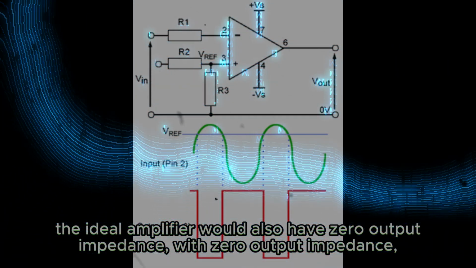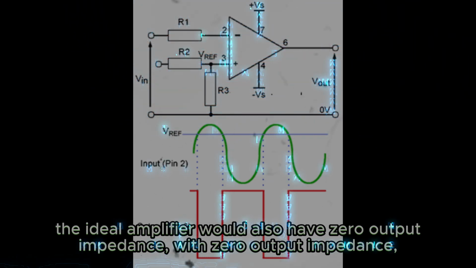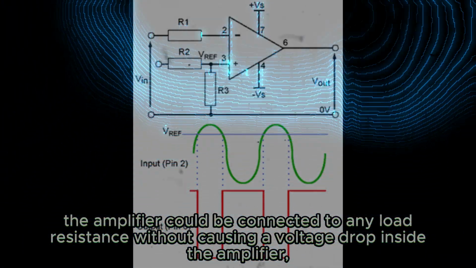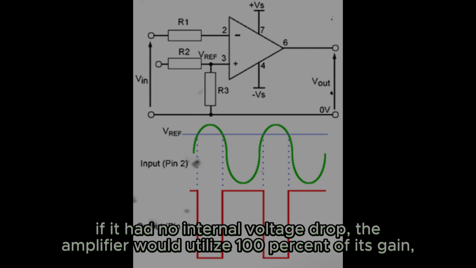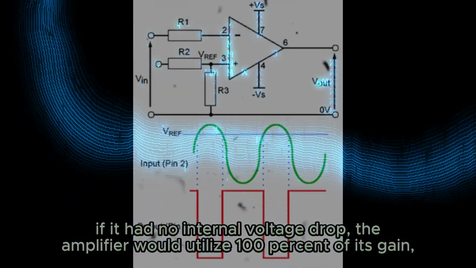The ideal amplifier would also have zero output impedance. With zero output impedance, the amplifier could be connected to any load resistance without causing a voltage drop inside the amplifier. If it had no internal voltage drop, the amplifier would utilize 100% of its gain.